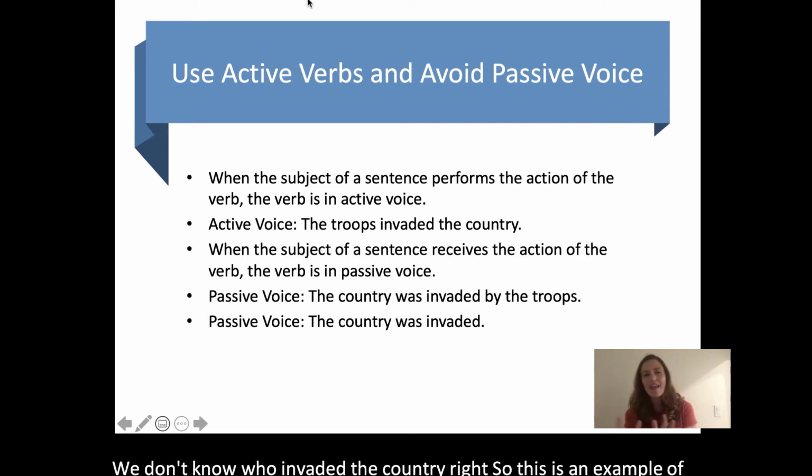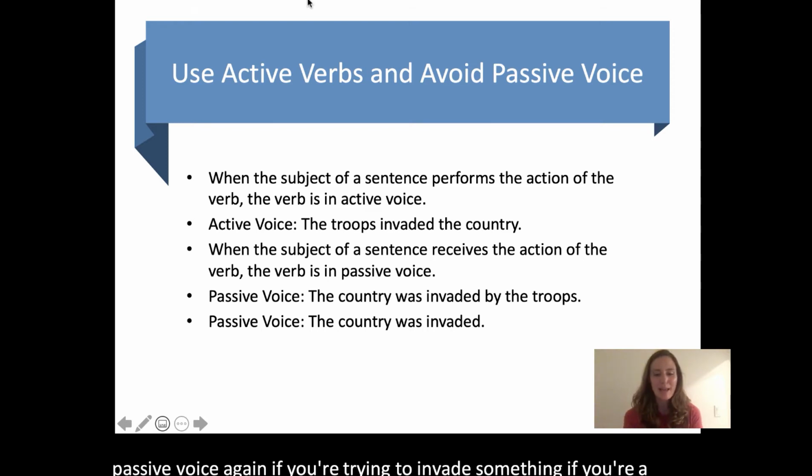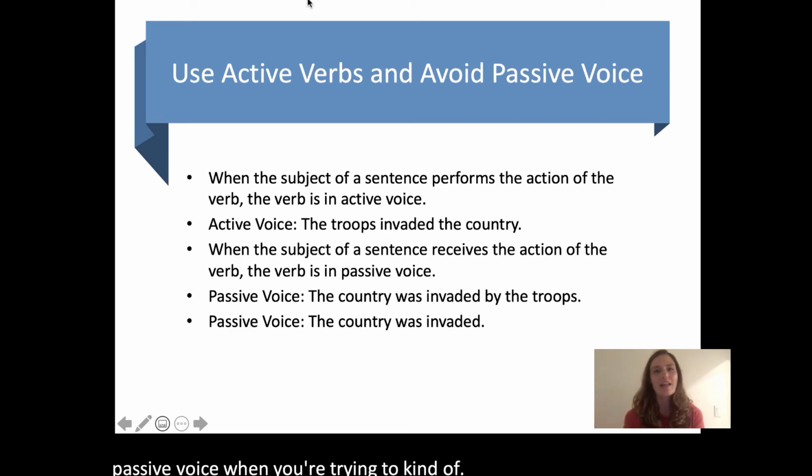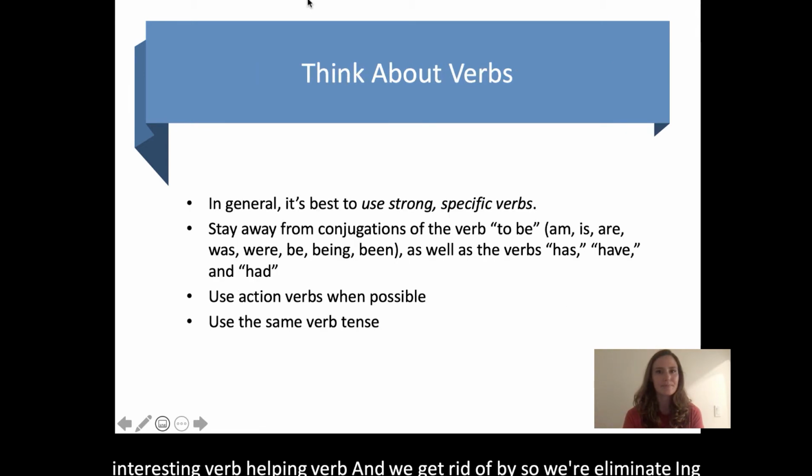Again, if you're trying to evade something, if you're a lawyer or a politician, there's probably some times when you want to use passive voice when you're trying to kind of pass the blame on to somebody else. But for academic writing, for English classes, generally we want active voice. Also, you'll notice active voice has fewer words. So we get rid of the was. Was is not a particularly interesting helping verb, and we get rid of the by. So we're eliminating filler words that didn't really do anything for the sentence.